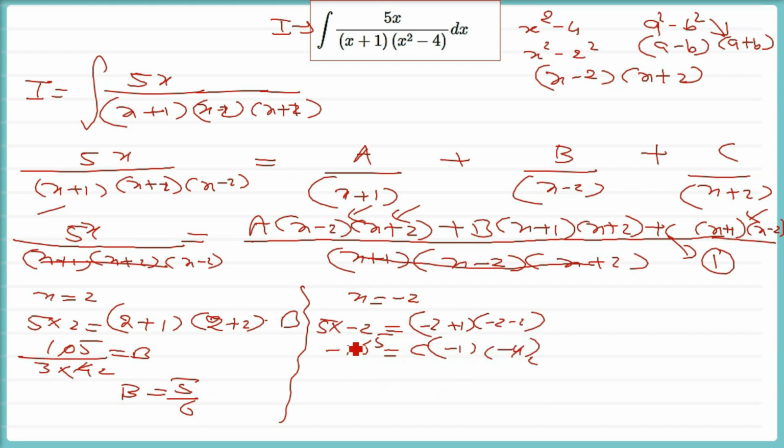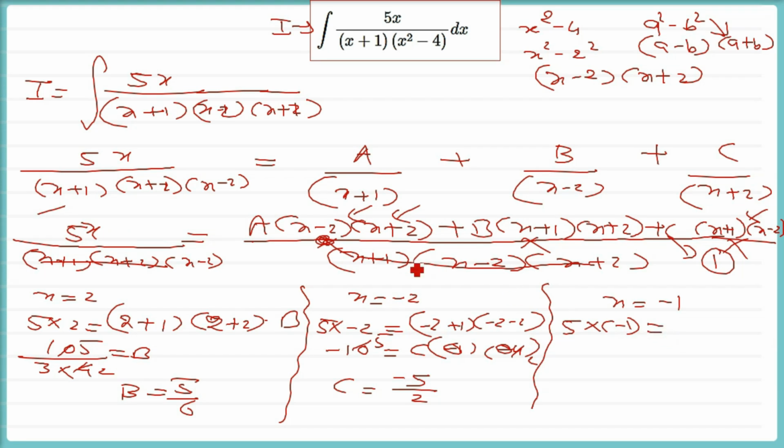This will give you C as what? C will become 5 by negative 5 by 2. C became negative 5 by 2. Now what is remaining? Put x equals to negative 1. Because B and C we have already evaluated, so only the A will remain.